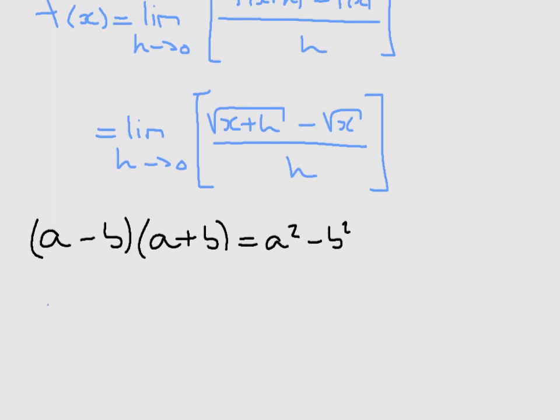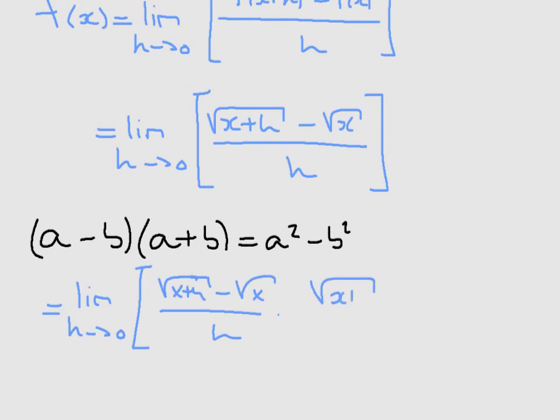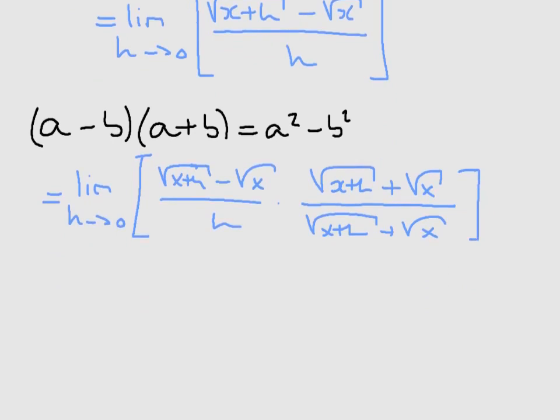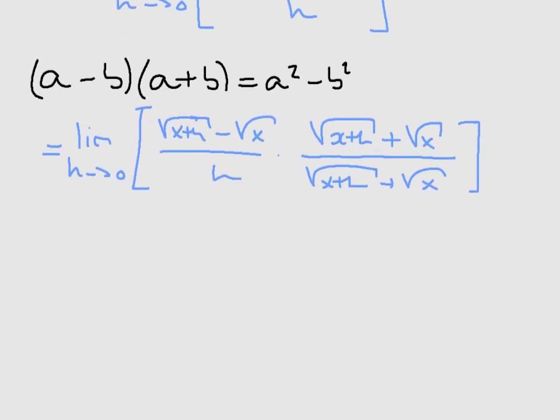We are going to write this. f'(x) is going to be equal to the limit, as h tends towards 0, of (√(x+h) − √x)/h, times (√(x+h) + √x)/(√(x+h) + √x). Now, we're allowed to do this because this second fraction here is obviously just equal to 1. So we're not changing anything by writing this, we're just using a little trick.